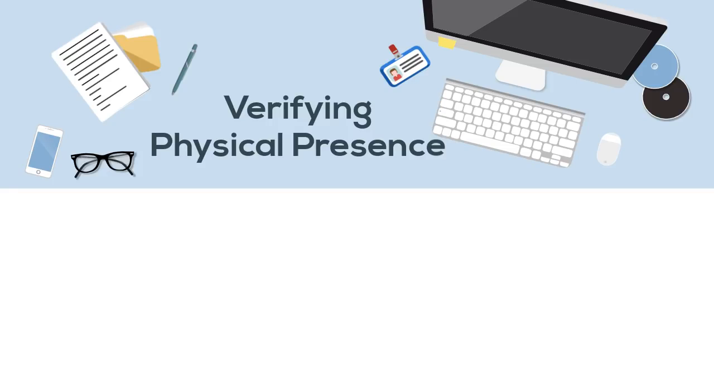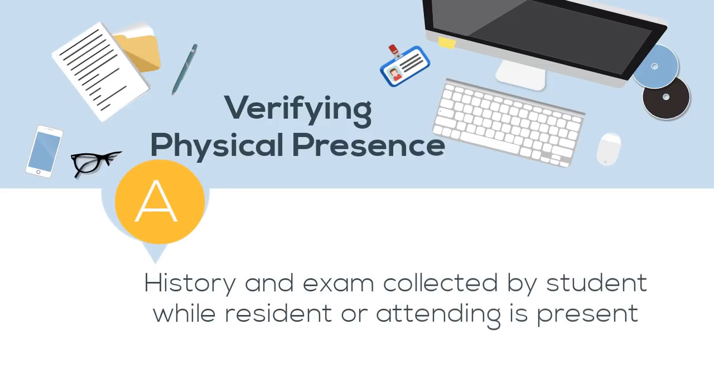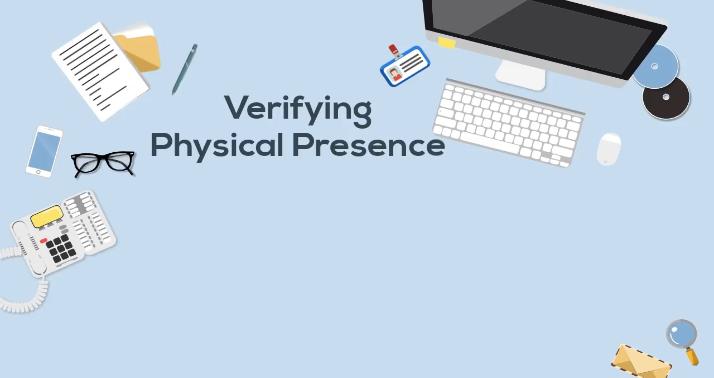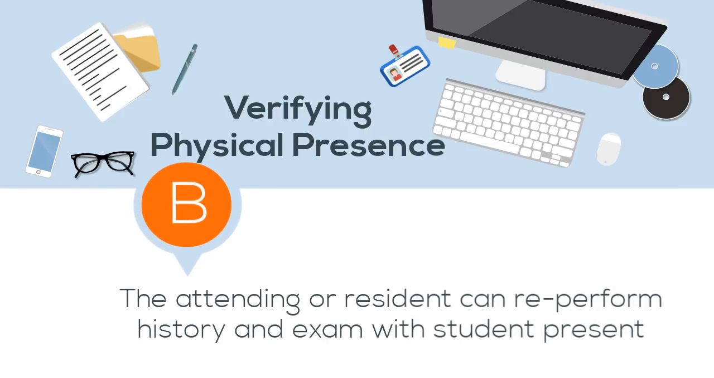There are two different ways to achieve physical presence. The history and exam can be collected by the student while a resident or attending is present. This allows for direct observation of the student. The attending or resident can re-perform the history and exam with the student present. This allows for feedback to the student about the information they collected.